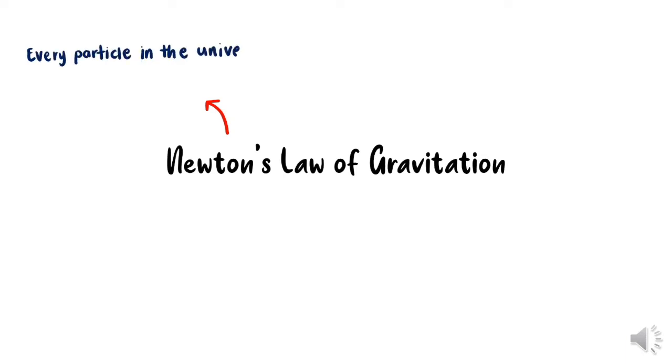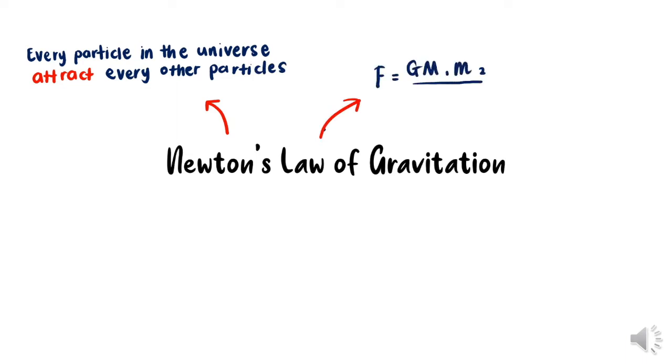So Newton's law of gravitation states that every particle in the universe attracts every other particle. So we have an equation that expresses this definition: F equal to G m1 m2 divided by r squared. So we have two masses, here we have m1 and m2, and there's a separation between the two masses.